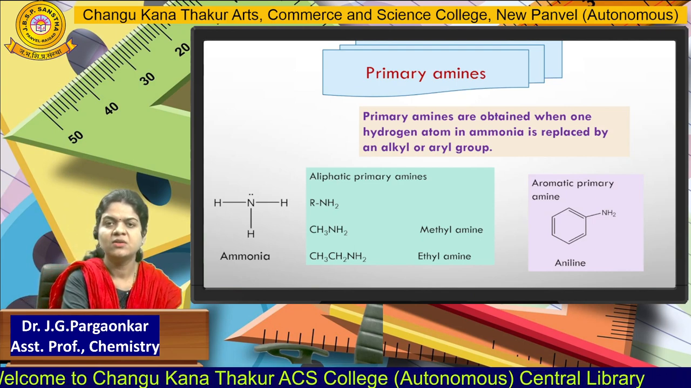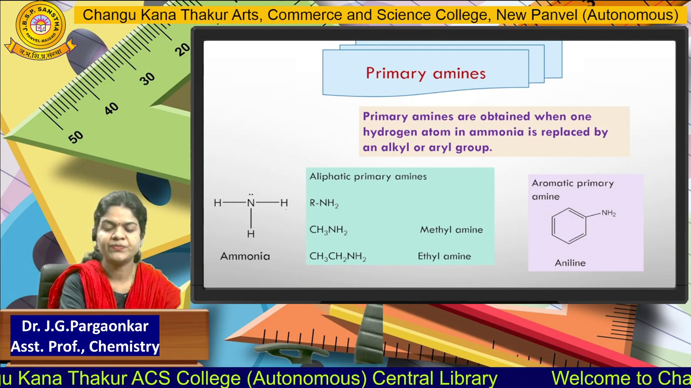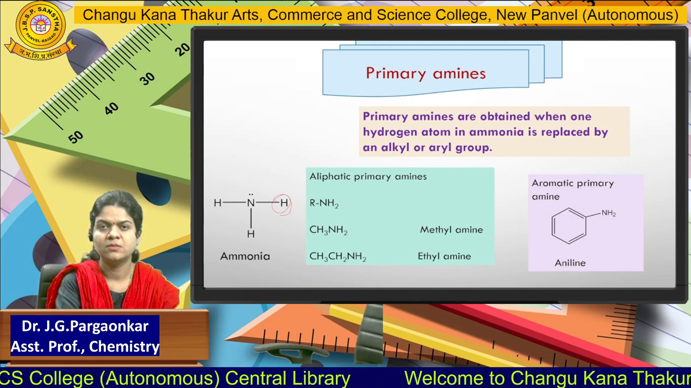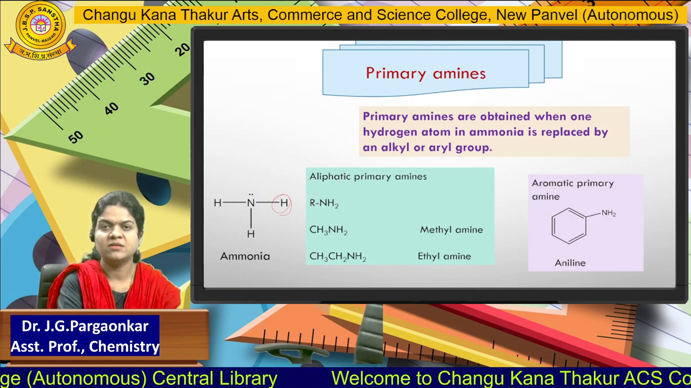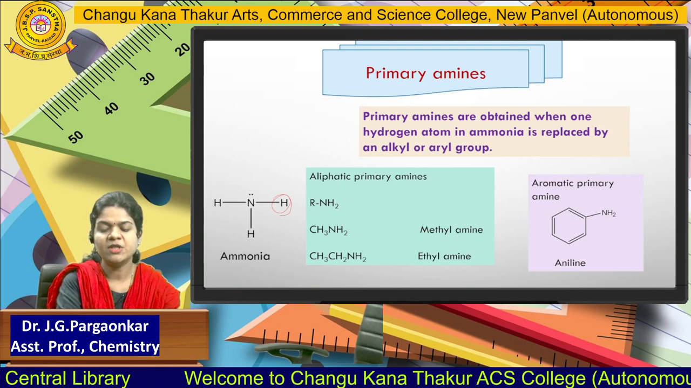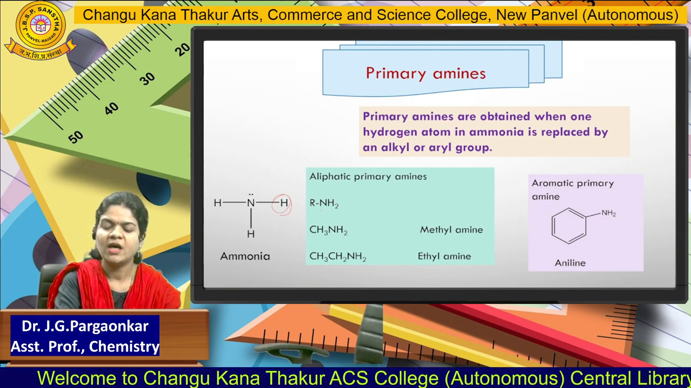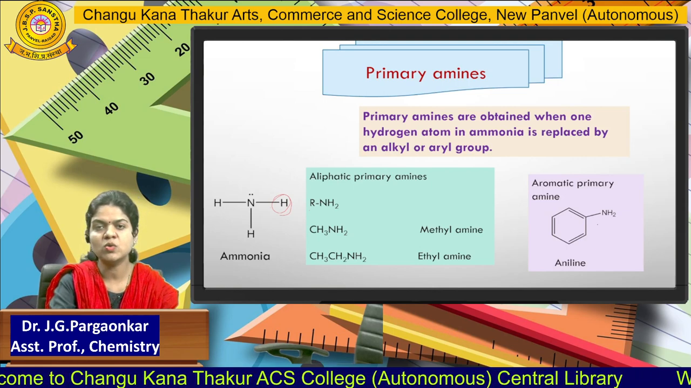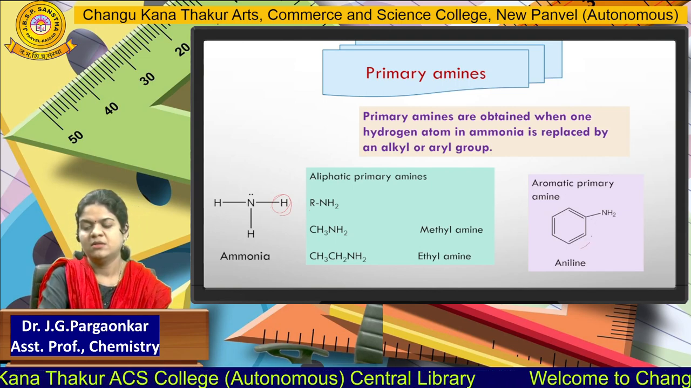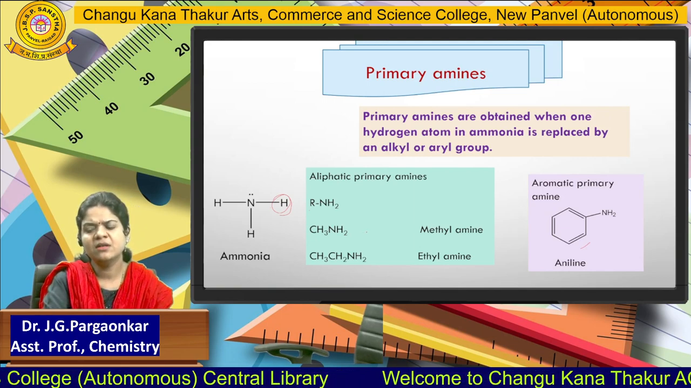Students, on the screen there is a structure of ammonia. If we replace one hydrogen atom by R, where R means an alkyl group, then we get the primary amine, that is, replacement of one hydrogen atom by an alkyl group. And if we replace one hydrogen atom by an aryl group, we get aromatic primary amines. These are the aliphatic and these are the aromatic.